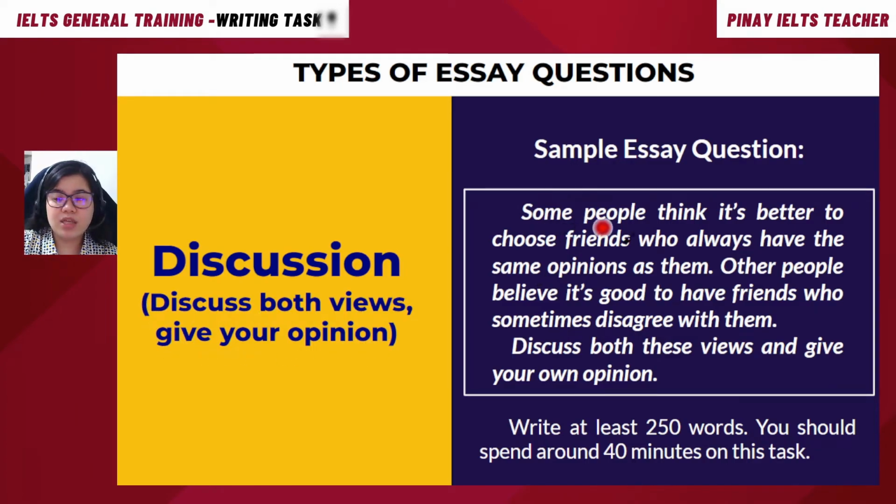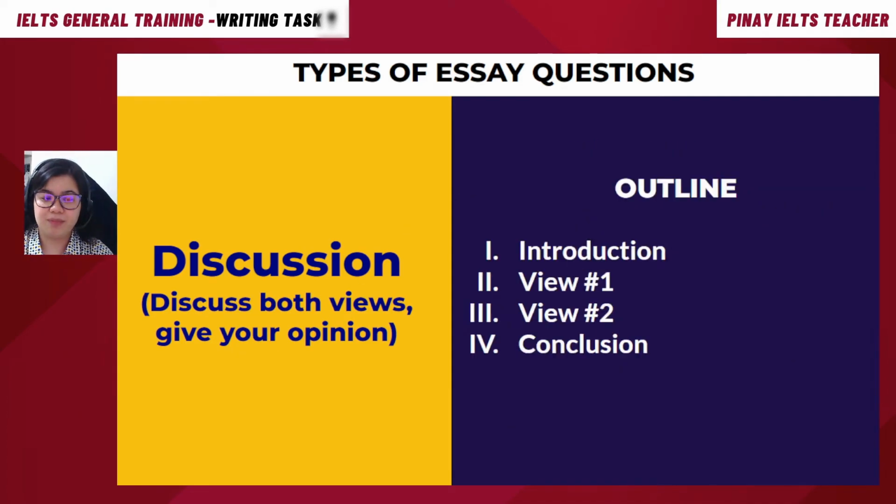So, as an example, some people think it's better to choose friends who always have the same opinions as them. Other people believe it's good to have friends who sometimes disagree with them. Discuss both views and give your own opinion. What are those both views? Number 1, it's better to choose friends with the same opinion. And the second view is that it's better to have friends who sometimes disagree. So now you have 2 opposing views. You're going to discuss both of them, and you're going to give your opinion on who you agree or disagree with.